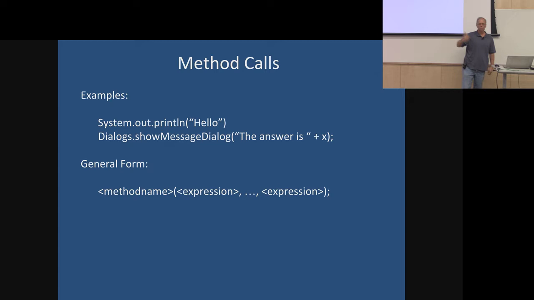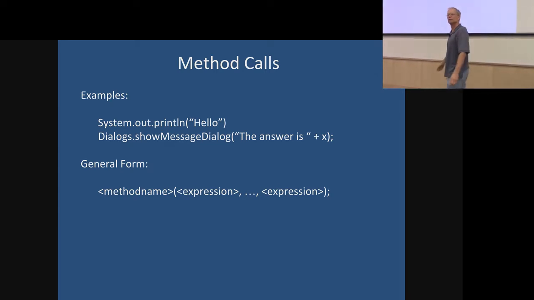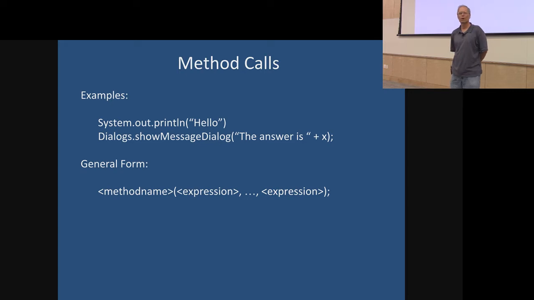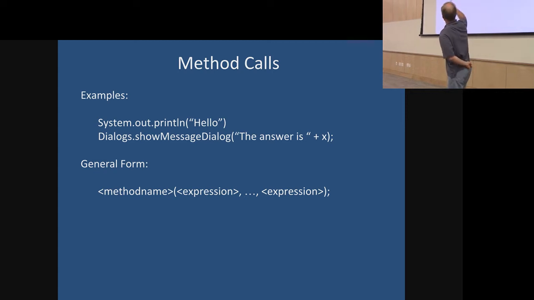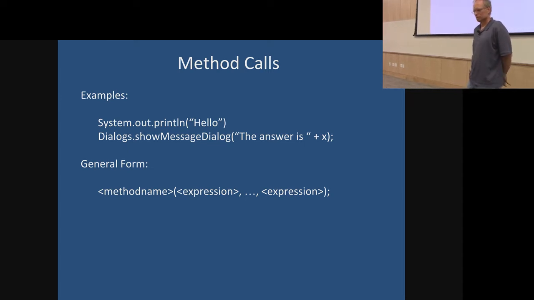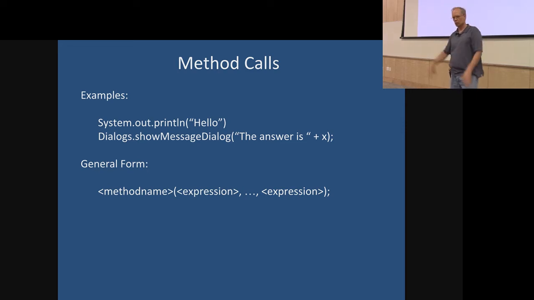But in that first example, what is it that happens? Remember, something happens when you evaluate that statement. What happens when you evaluate that statement? Don't be afraid, it's not a hard question. Right, hello is printed to the console. And what happens when the second method is evaluated? Right, a dialog pops up with the string in it, showing what the value is.